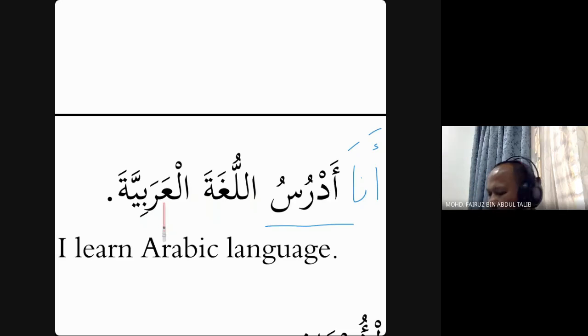اللغة العربية. Okay, so the whole sentence we say أدرس اللغة العربية. اللغة العربية, this is for Arabic language. You call it اللغة العربية. اللغة is language and العربية is Arabic. أنا أدرس اللغة العربية.